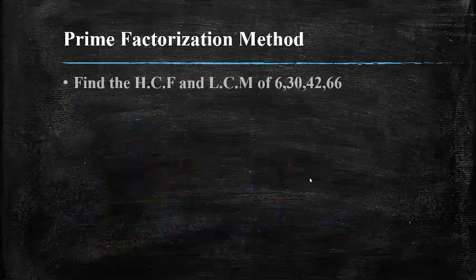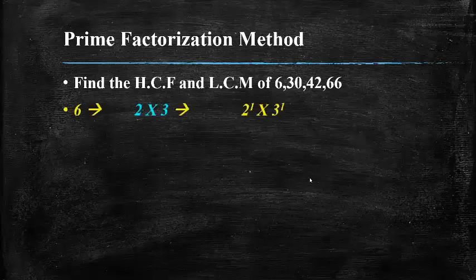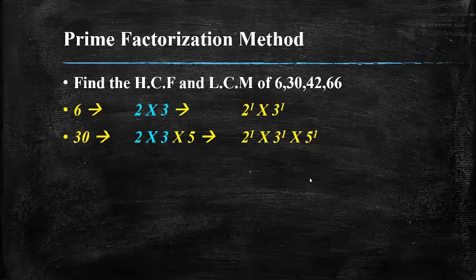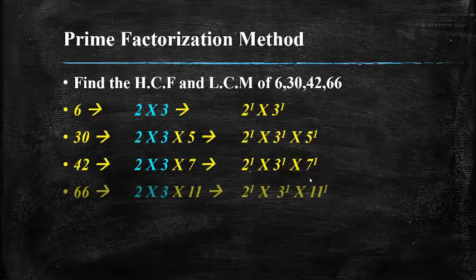So let's take another example. Here I need to find the HCF and LCM of 6, 30, 42 and 66. Again I'm going to rewrite each and every number as a product of its prime factors. 6 can be rewritten as 2 into 3, that is 2 power 1 into 3 power 1. 30 can be rewritten as 2 into 3 into 5, that is 2 power 1 into 3 power 1 into 5 power 1. And 42 can be rewritten as 2 into 3 into 7, that is 2 power 1 into 3 power 1 into 7 power 1. 66 can be rewritten as 2 into 3 into 11, that is 2 power 1 into 3 power 1 into 11 power 1.